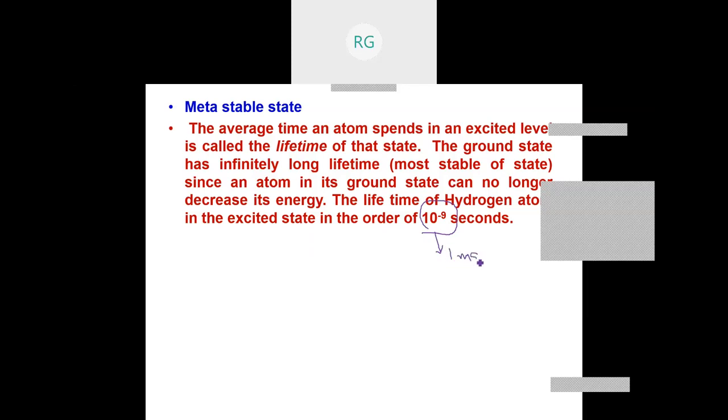So if I compare these two states, a normal state having 10 to the power minus 9 seconds and 1 millisecond, the difference is almost 10 to the power 6. It means you are capable of increasing the time by a factor of 10 to the power 6, which is very huge for us. So thereby, the minimum requirements for lasing action, if you want to get laser light from an atomic or a molecular system, are the following.